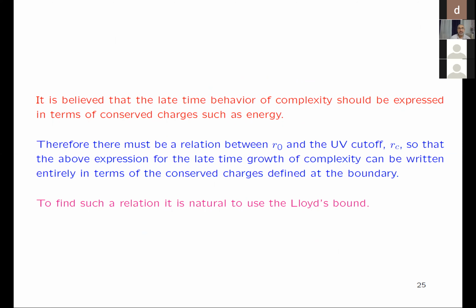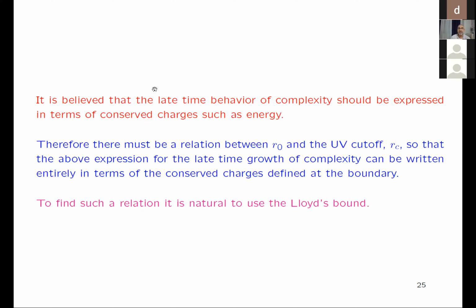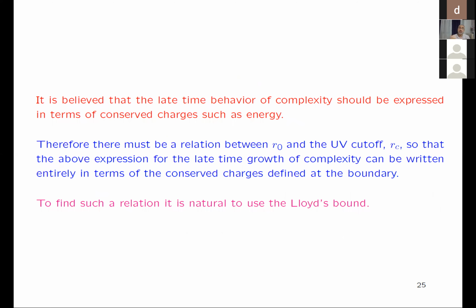Now it is believed that the late time behavior of complexity should be expressed in terms of conserved charges such as energy, as we had in the neutral case. Remember that this is given by R0, and a priori there is no relation between R0 and physical charges. But one believes that the complexity at late time should be given by physical charges. Therefore, there must be some relation between R0 and the UV cutoff, the same as in the neutral case, so that the above expression for the late time growth of complexity can be written entirely in terms of the conserved charges defined at the boundary.